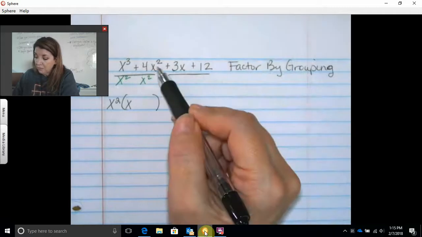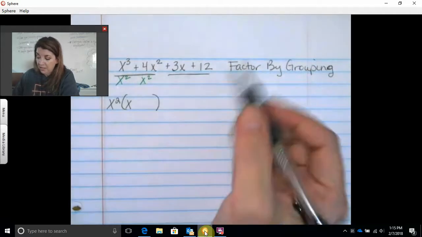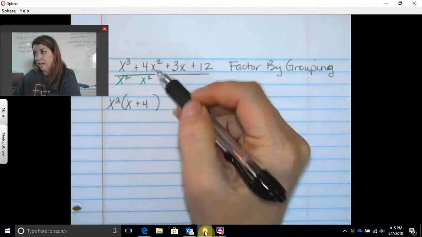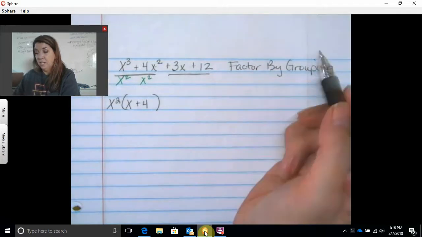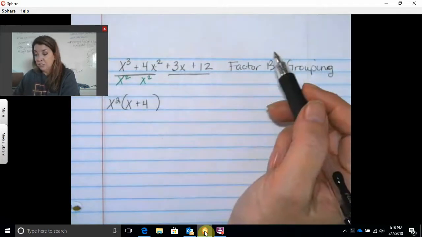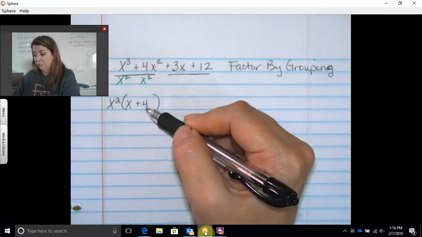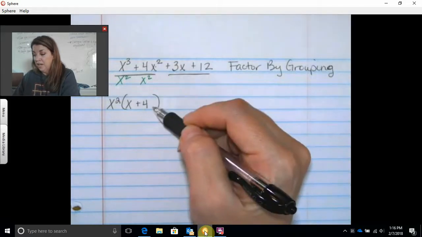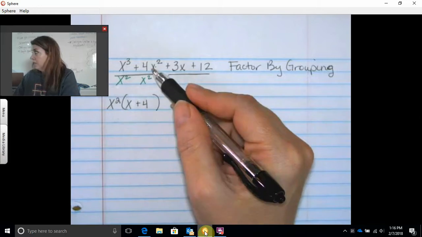What's a positive 4x squared divided by a positive x squared? Positive 4. There's no x's. I had 2, I took out 2. No x's, right? Check it by distributing. What's x squared times 4? 4x squared. If we would have put an x there, x squared times 4x is 4x cubed. That's not what we started with.